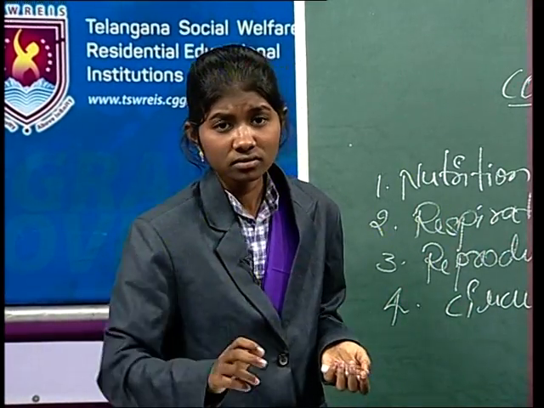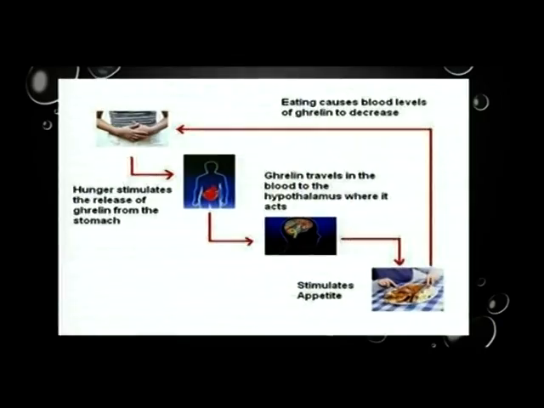Look at this picture. Here, hunger stimulates the release of ghrelin from the stomach, and the ghrelin travels in the blood to the hypothalamus where it acts and stimulates the appetite. Eating causes blood levels of ghrelin to decrease.